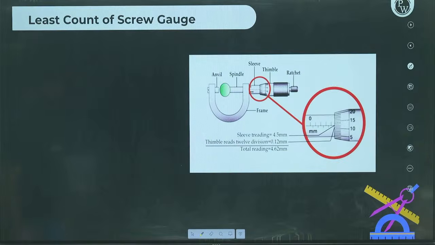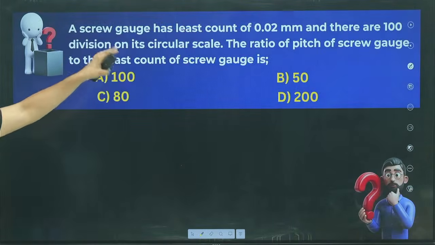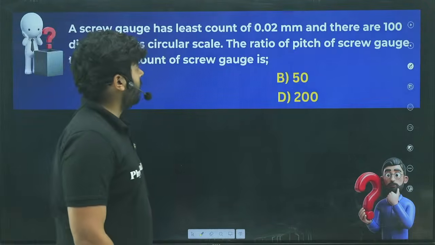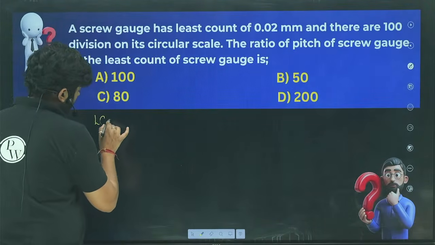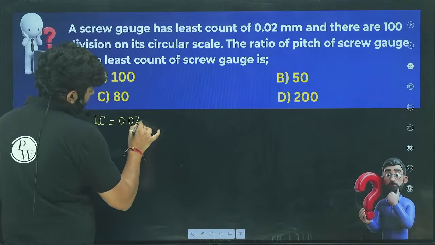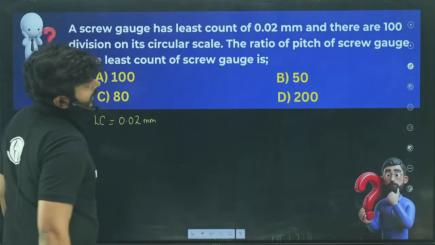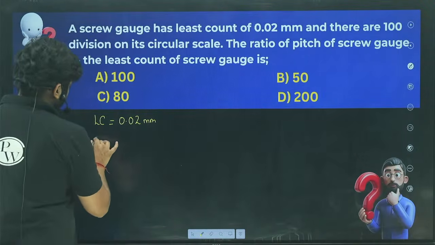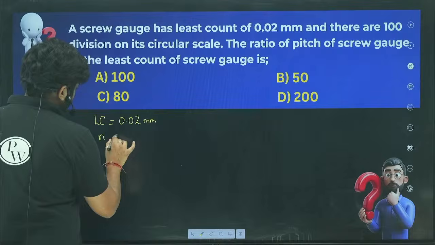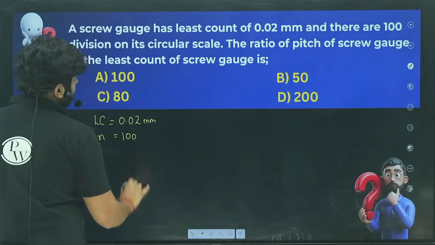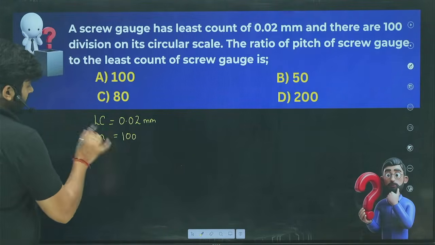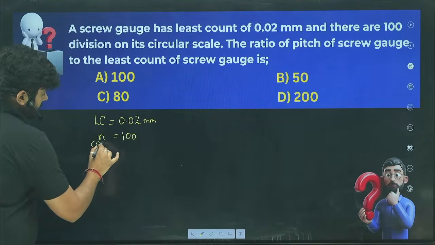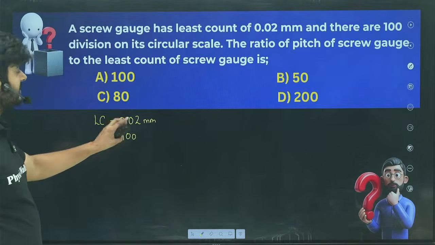Okay. Now look at this question and try to solve it. A screw gauge has least count of 0.02 mm. So the least count of the screw gauge is given as 0.02 mm. All right. And there are 100 divisions on the circular scale. So the number of divisions on the circular scale is given as 100.